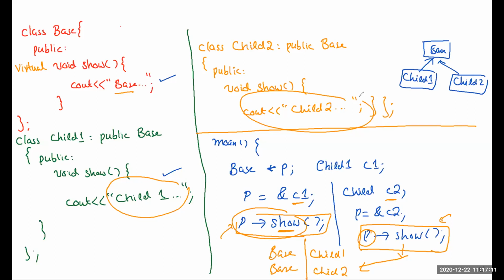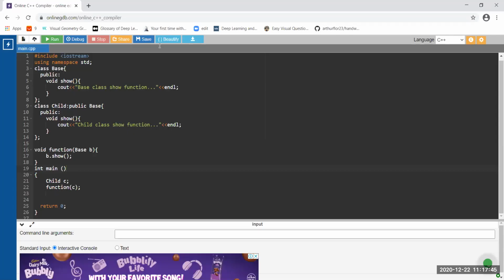And when you call the show function with the syntax p arrow show, if the show function was virtual in the parent class, it will not see the data type of p, it will see what is the address in p. If p is having the address of c1, it will call the show function of c1, which is child 1. If p is having the address of an object of class child 2, then it will be calling the show function of child 2. Now let me make this program first without a virtual function and then with a virtual function, and we'll convince ourselves that this actually works.